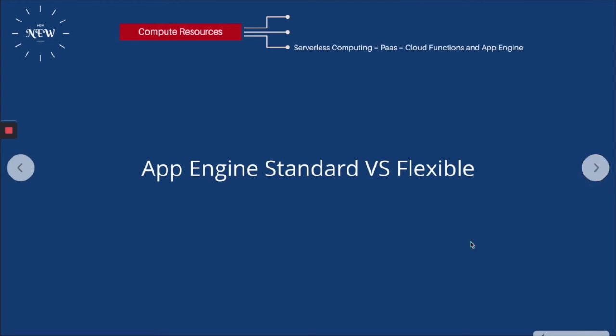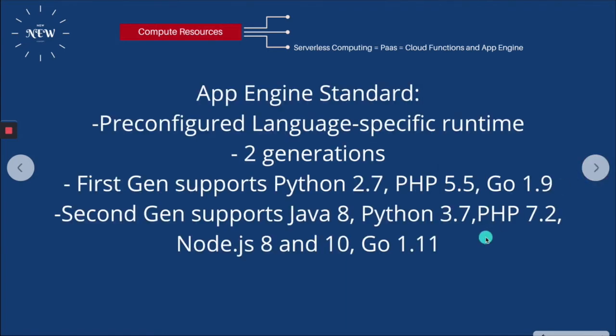Now let's have a look at the difference between App Engine Standard and App Engine Flexible. As mentioned before, there are two types of App Engine. The name kind of gives it away. You have App Engine Standard, which is a pre-configured language-specific runtime sandbox. You have two types, which means you have two generations.